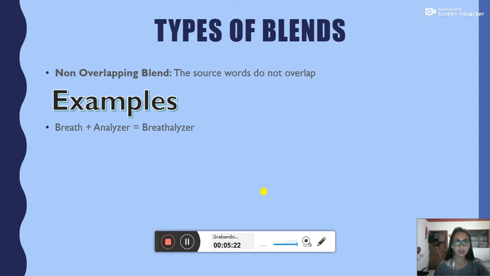Another type is non-overlapping blend. The source words do not overlap. There is neither phonological nor graphic overlap between the constituents. For example, breathe plus analyzer results in breathalyzer.